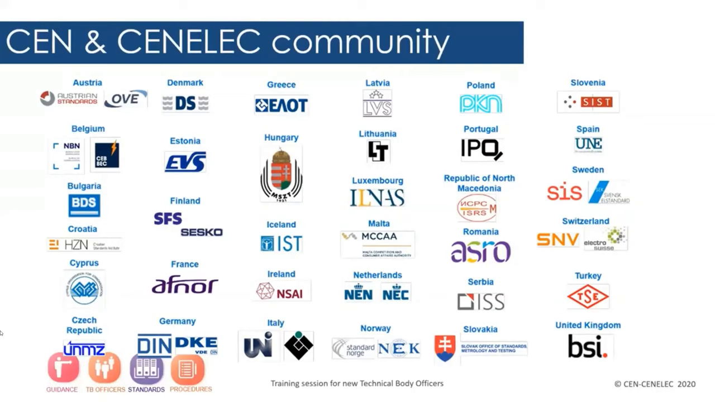In other instances, those members are different. For example, in Italy, we have UNI for CEN and CEI for CENELEC. Or, for example, Belgium, NBN for CEN and CEB for CENELEC. This is just to give you an example of how different the national reality can be. But what is important is that there is always a dialogue in order to define a position that needs to be brought at European level.